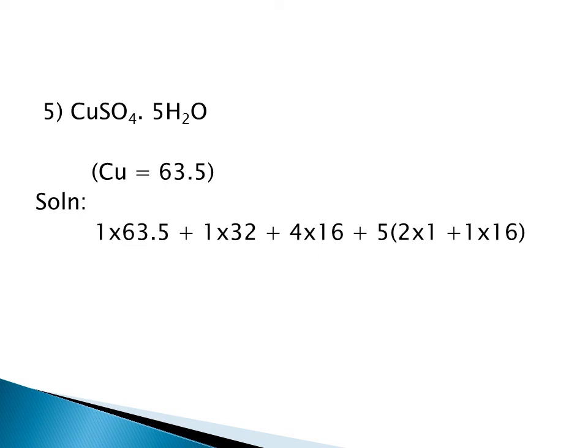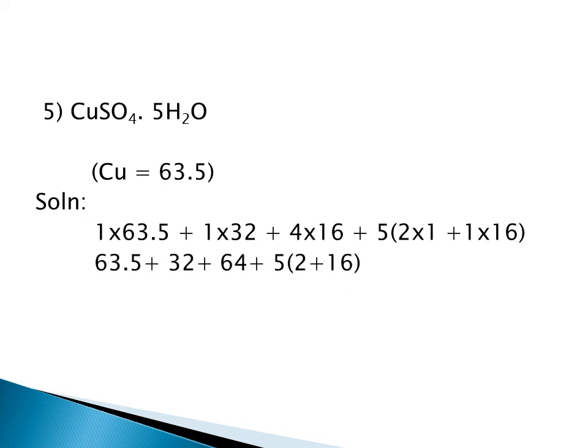Now the part of water of crystallization, plus we have 5 molecules of water of crystallization. So 5, we should write the remaining part in bracket. 5 into, how many hydrogen atoms are there in a water molecule? 2. Therefore 2 into 1, plus 1 oxygen atom, 1 into the atomic mass of oxygen 16, 1 into 16. Did you understand? 5 molecules of water of crystallization are there, therefore 5 into the remaining part put in bracket.